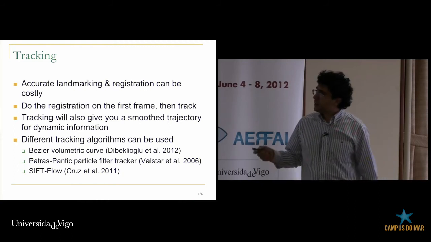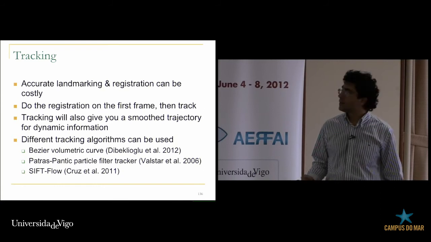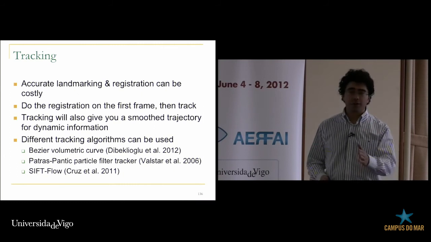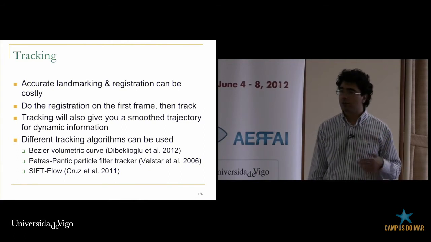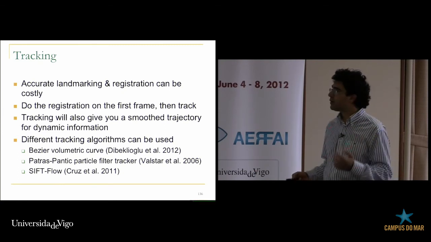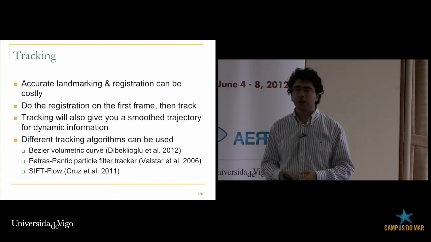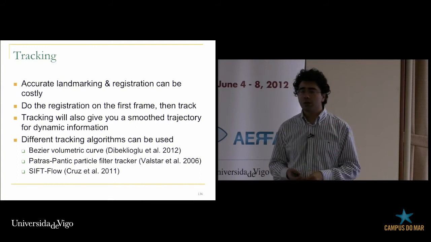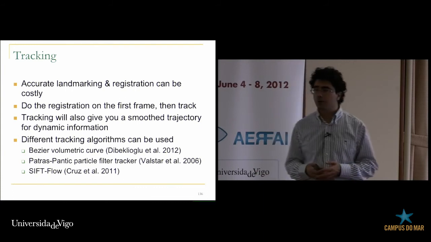So tracking is one of the tools that you use if you're doing the temporal analysis. Okay. Accurate landmarking and registration are usually costly, so you do it on the first frame if you have a first frame. Otherwise, you have to do it every time you lose your tracking. And then you track your facial points, which will give you a smoothed trajectory, and then you can apply some temporal methods, like you can use HMMs, you can use recurrent neural networks, you can use newer variants of recurrent neural networks, like long short-term memory neural networks.